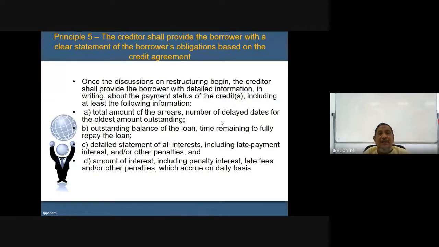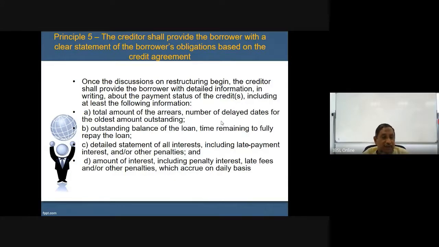The fifth principle: the creditor shall provide the borrower with a clear statement of the borrower's obligation based on the credit agreement. Once the discussions on the restructuring begin, the creditor shall provide the borrower with detailed information in writing about the payment status of creditors, including at least the following information. Right? The creditor has to give the list of obligations to the borrower at the time of beginning the restructuring process.